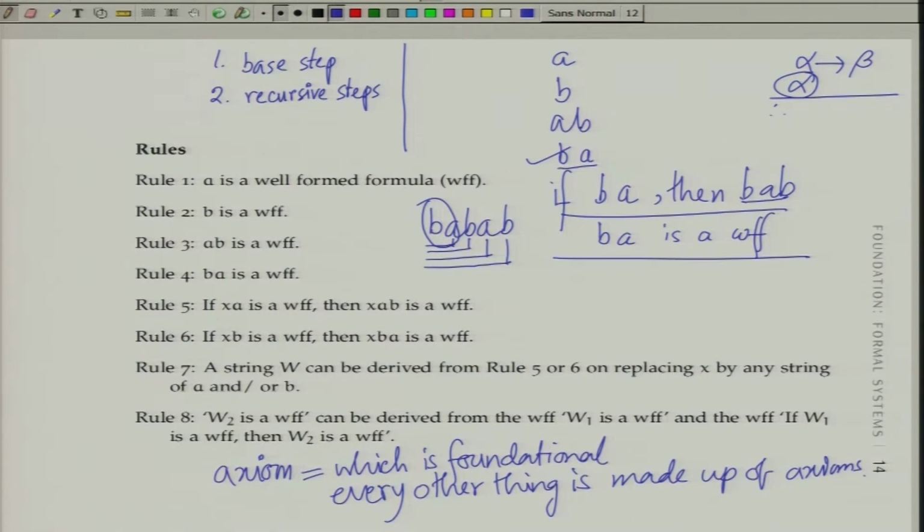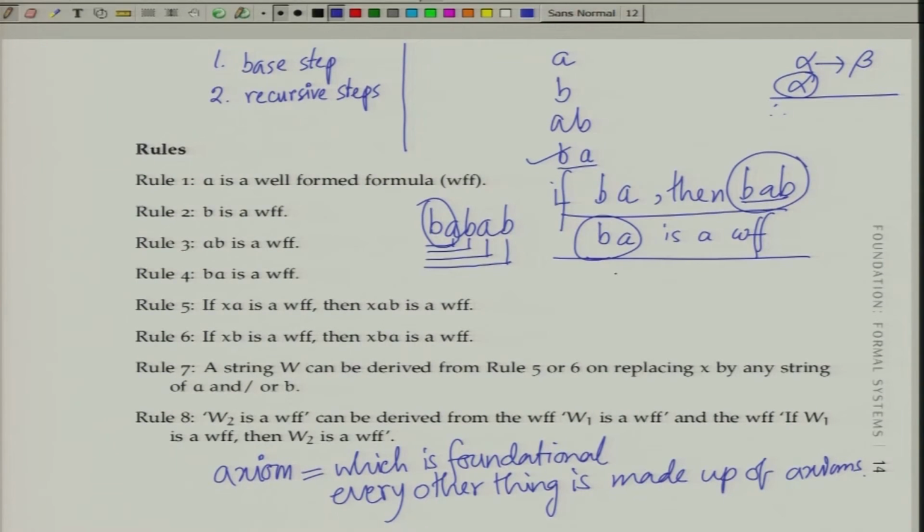So, now we apply rule 8, which says W2 is a WFF can be derived from the WFF W1 is a WFF and the WFF, if W1 is a WFF, then W2 is a WFF. W1, W2, these are any strings of A and B. Now in our case these can't be any strings, now they are specific in this context. So for us W1 stands for BA and W2 stands for BAB.